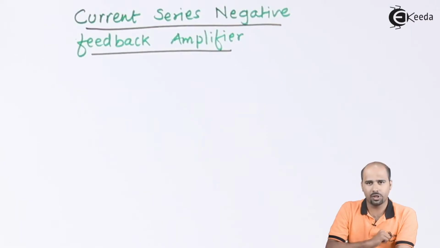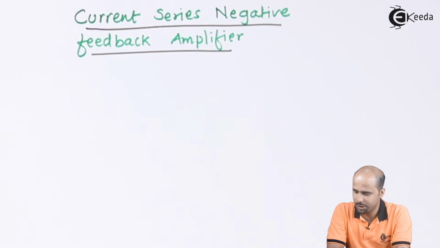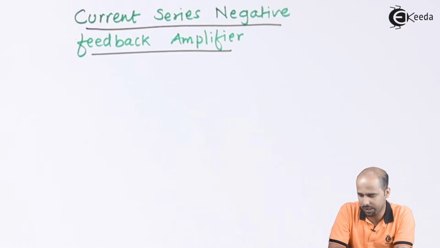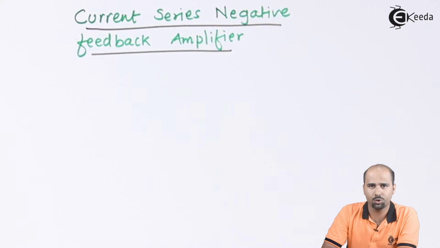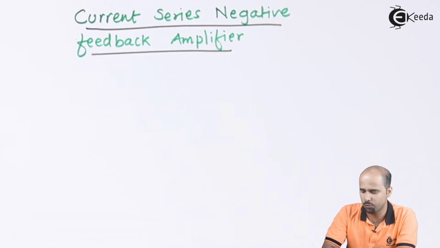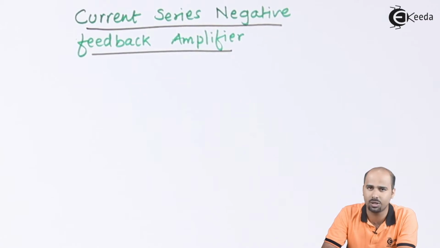Let's look at the particular name, that is current series negative feedback amplifier. From the name itself you should get to know which kind of sampling, which sampling parameter, which kind of mixing and which mixing parameter is included in this particular feedback amplifier. First of all, the name current is there. The first name always will be of the form of sampling. So sampling is of the form current.